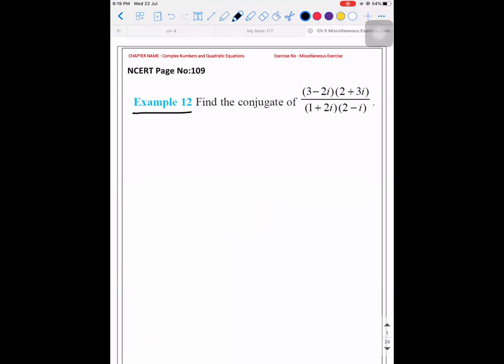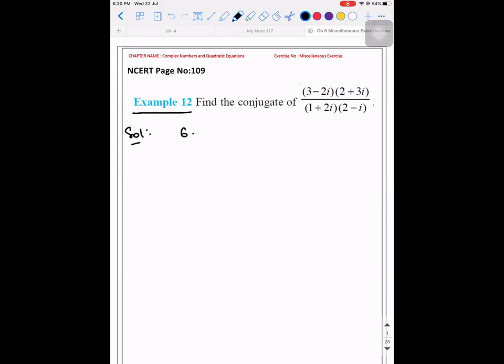Find the conjugate of (3 minus 2i)(2 plus 3i) divided by (1 plus 2i)(2 minus i). So what are we supposed to do? The numerator, convert it into a standard complex number form. Denominator, convert it into a standard complex number form. Then rationalize, then find the conjugate. So what is going to be the solution for it? What is going to be the numerator?